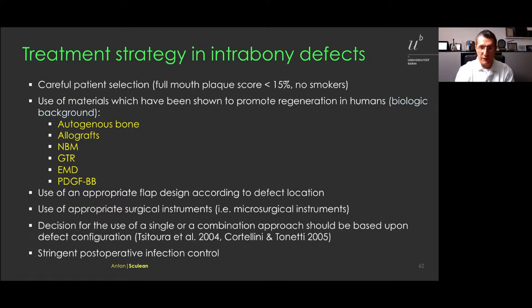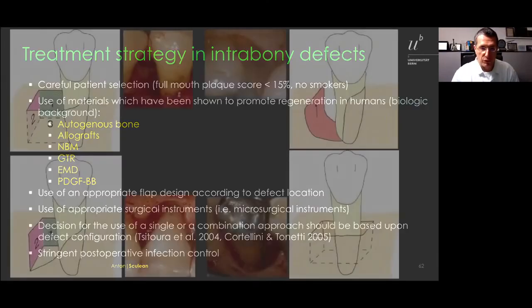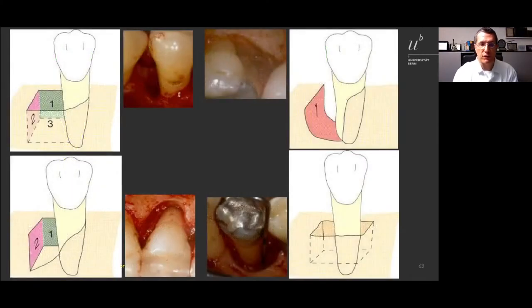In more complex defects, it seems that combining different materials like a graft and a biologic, or a graft and a membrane, could make sense. Okay, it's better than using only a fluid material, for example. Then, of course, stringent postoperative infection control is very important in order to avoid complications. And these are the typical defects that we face. 3-wall defect. You see here I use one single material.